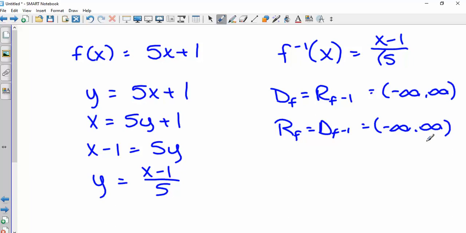Other questions on finding the inverses?